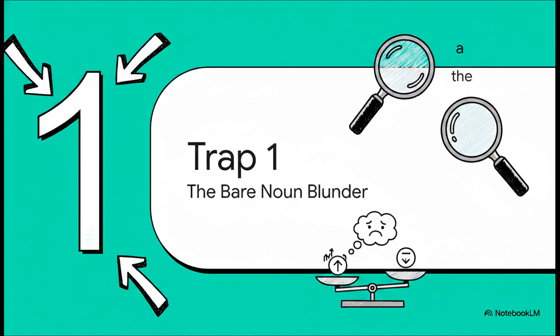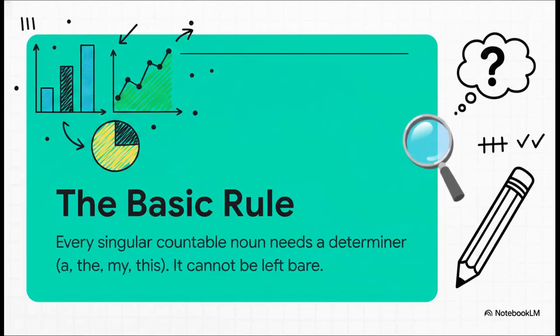So first up is an absolute classic. I call it the bare noun blunder. This is all about those tiny little words, a and the, that, believe it or not, can make a huge, huge difference to your score. So here's the deal, and it's a big one.